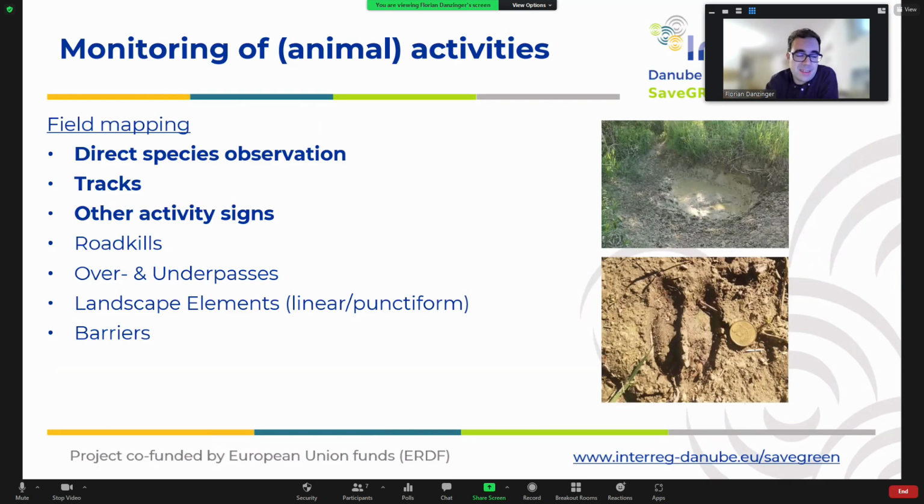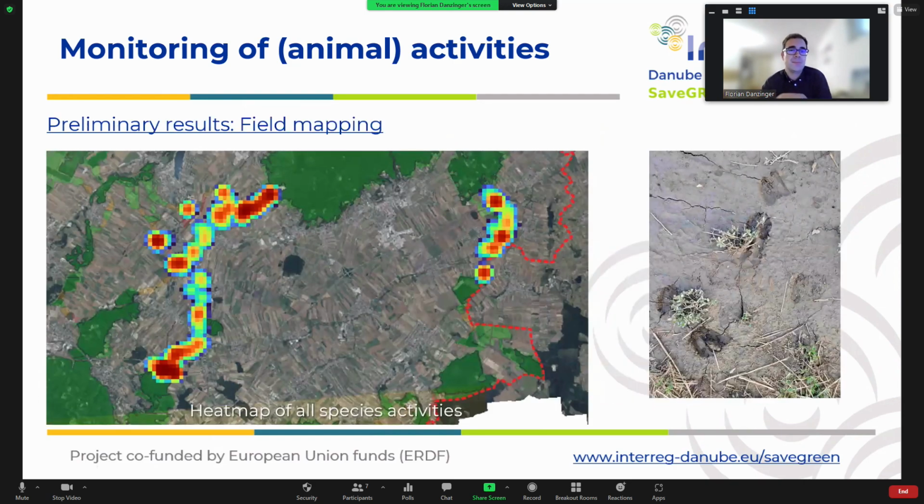Another aspect of analysis was the analysis of the field mapping data. So the direct species observation, the tracks and the activity signs that Mořic collected throughout the area. For example, a muddy pool used by wild boar, or the hoof track of red deer, as you can see here. And we produced heat maps to highlight the hotspots of species activity. You can do that for all species combined. So here are definitely no human tracks or activities included. So it's really just animal activities.